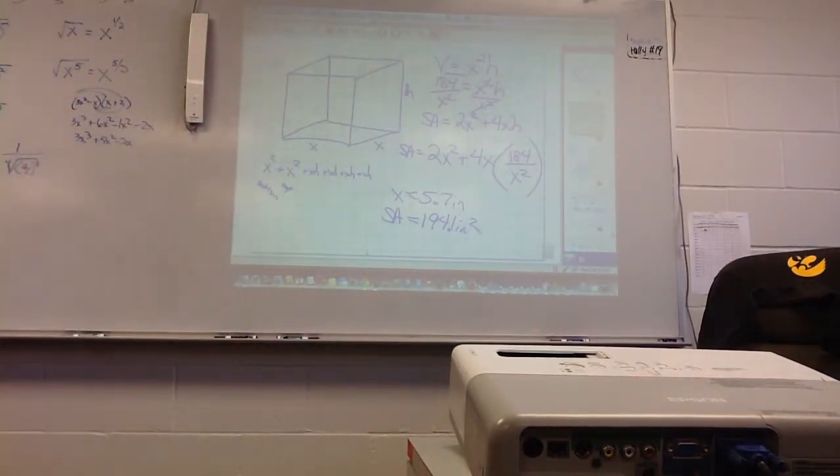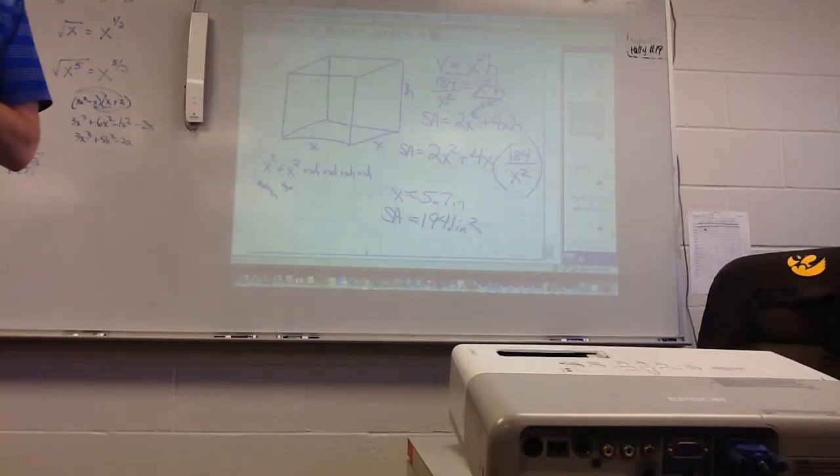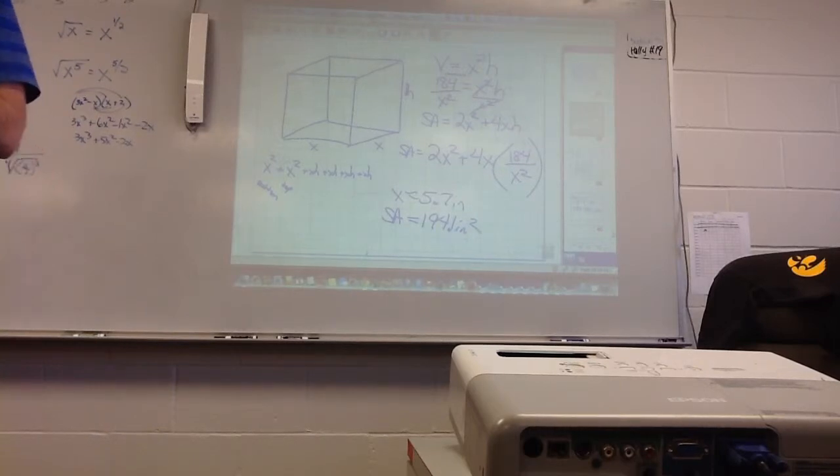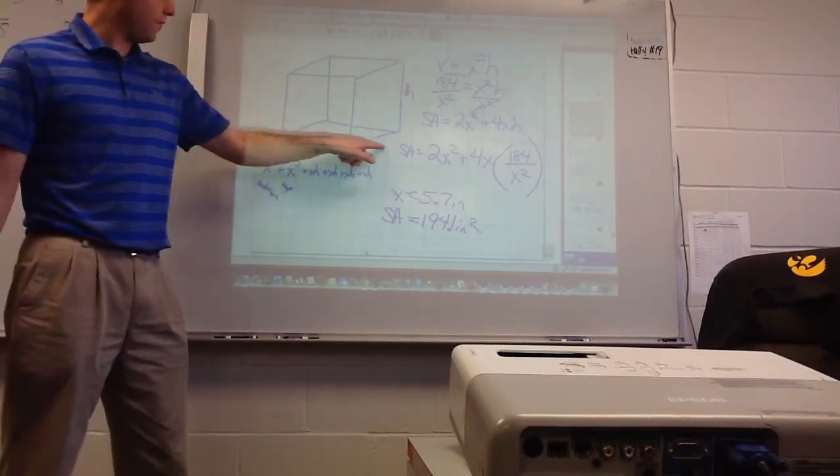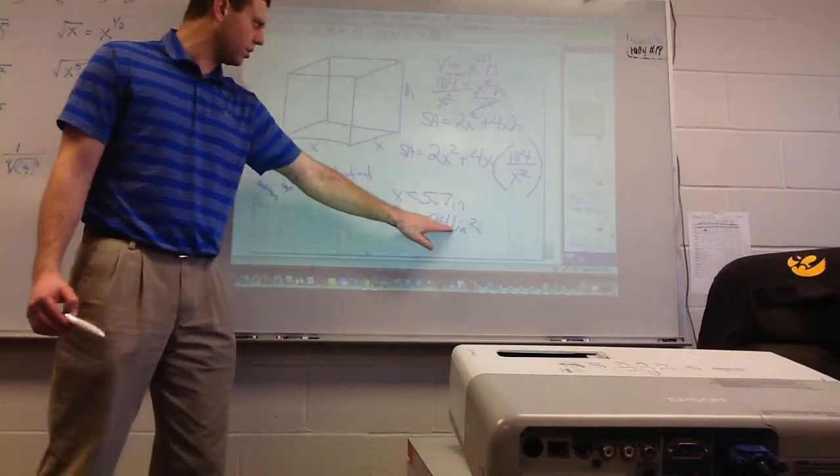Something weird. Your equation must be wrong. You have x squared squared. Oh, 5.3. Okay? So that means these should both be 5.3. My surface area is this much.